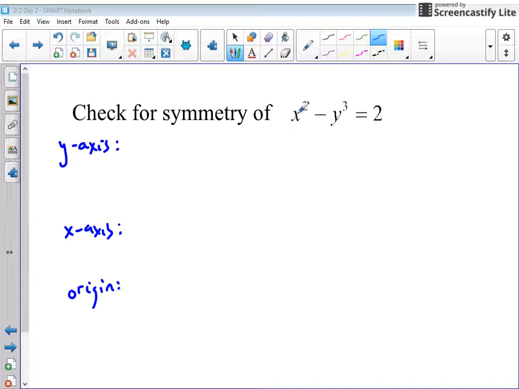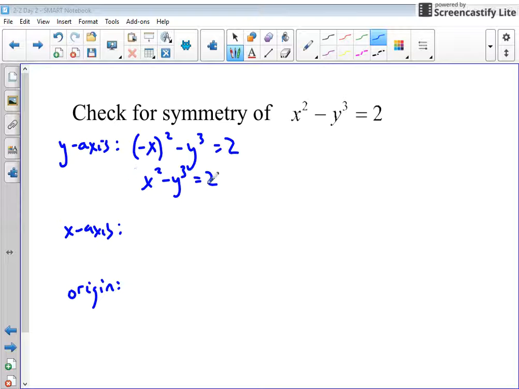So what I'm going to do is rewrite this equation, and instead of an x, I'm going to replace that with a -x. The y I'm just going to keep the same. If you look at this, if you square a number, that actually gives you a positive value, or any even power will make that a positive value. So if we square that, you get x squared minus y cubed equals 2.